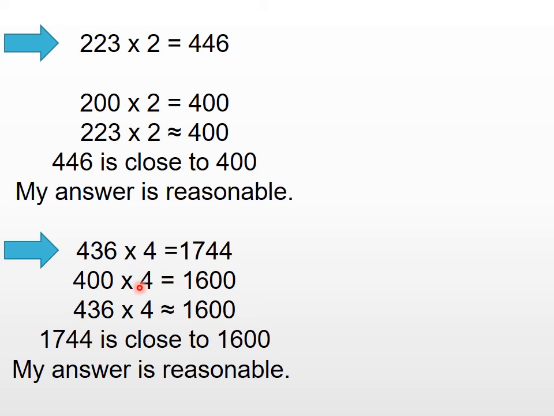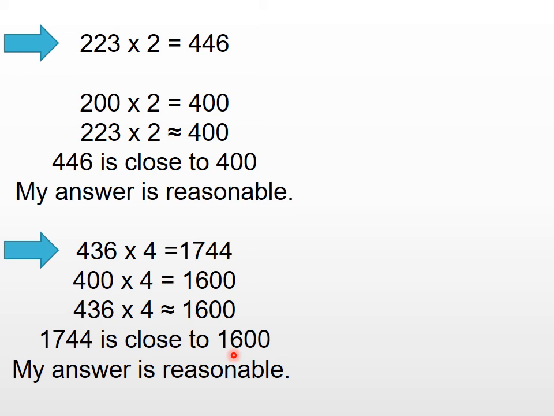Now, what is 400 multiplied by 4? Simply, 4 fours are 16, and you carry on the 2 zeros: 1600, right? That means 436 multiplied by 4 should be very close to 1600. I'll put this approximation sign, not the equal sign. My answer is 1744. Is 1744 close to 1600? Yes, it's pretty close. That means my answer is reasonable.